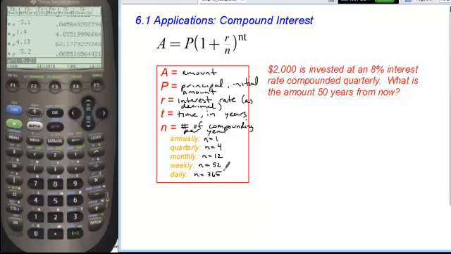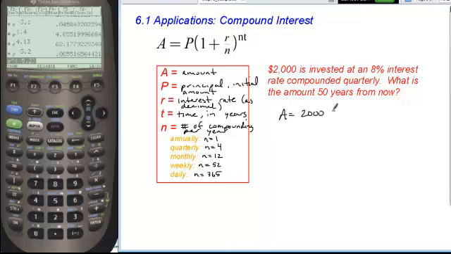Okay. So let's take a look at this example right here. If you start with $2,000 invested at 8% interest, and it's compounded quarterly, what would your amount be 50 years from now? Okay, so if you took this equation, A is equal to, our P value is 2,000 times 1 plus an 8% interest rate.